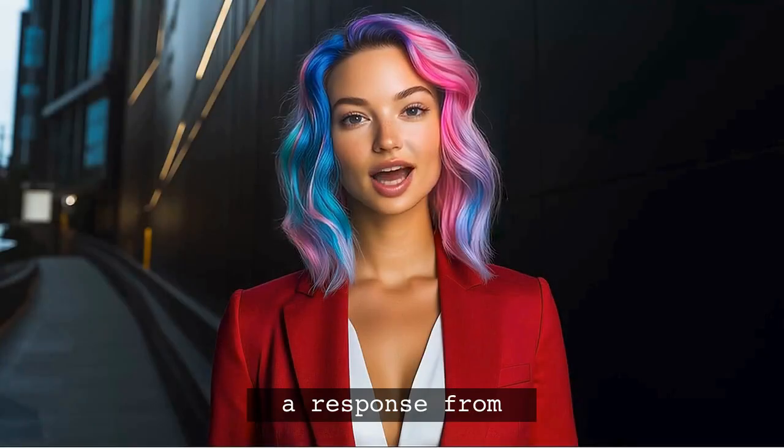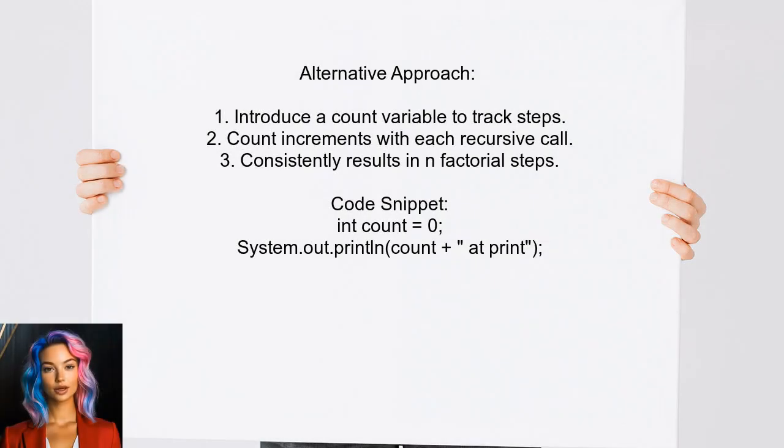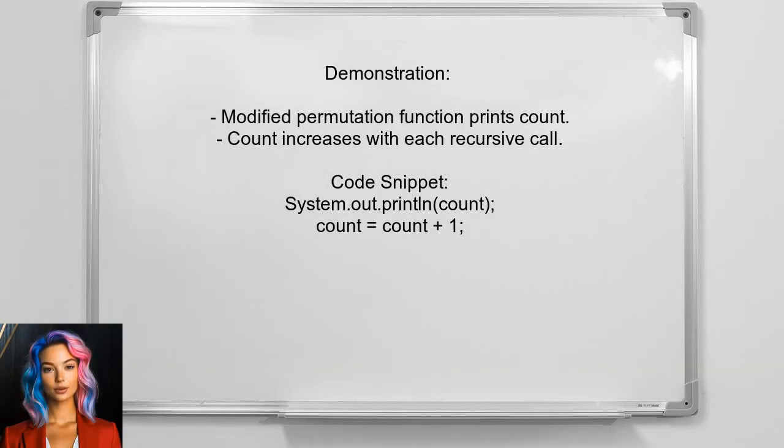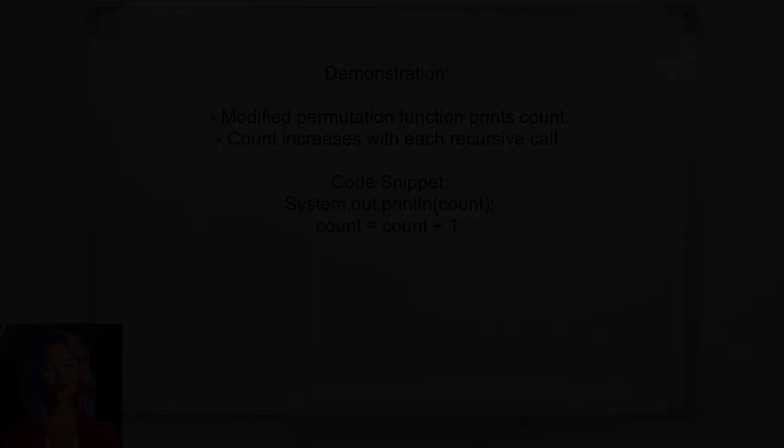Now, let's see a response from a different user. In this alternative approach, the user introduces a counting mechanism to track the number of steps taken during the permutation process. They note that by using a count variable, they consistently arrive at n factorial as the total number of steps. The user demonstrates this by modifying the original permutation function. They print the count each time a permutation is generated, illustrating how the count increases with each recursive call.